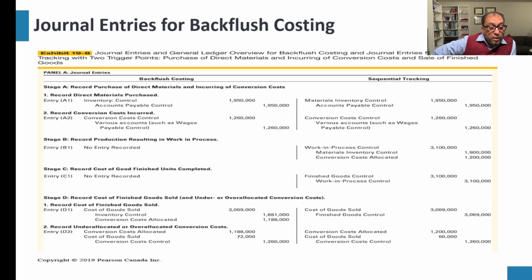Record under allocated or over allocated conversion cost. So conversion cost allocated debit, cost of goods sold debit, and conversion cost control credit. The same entry is going to be passed here as in sequential tracking: conversion cost allocated debit, cost of goods sold credit or debit, and conversion cost control credit.